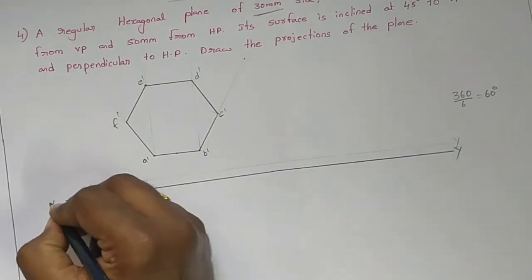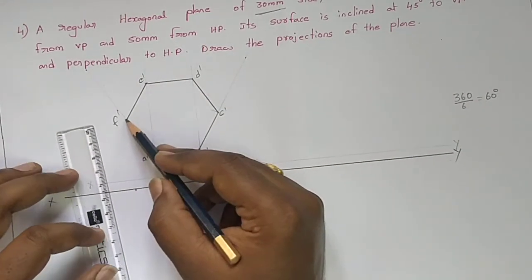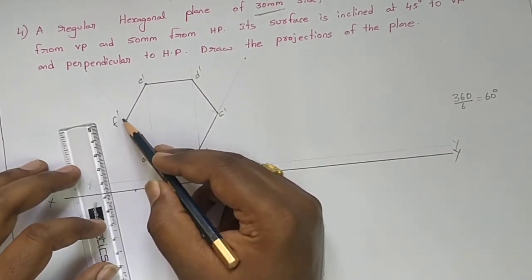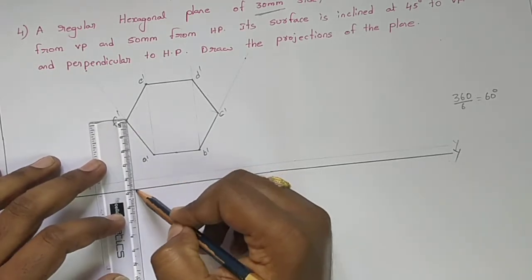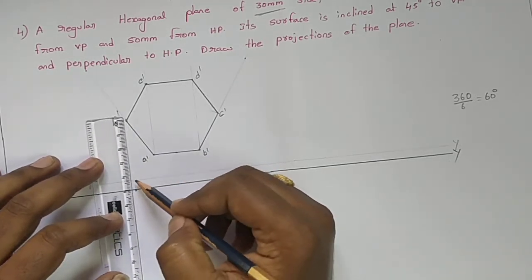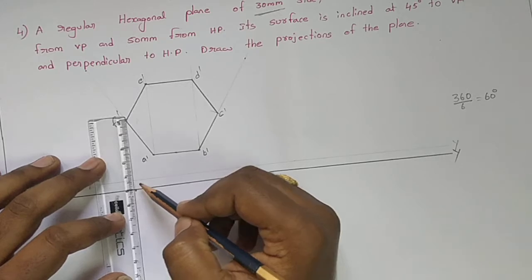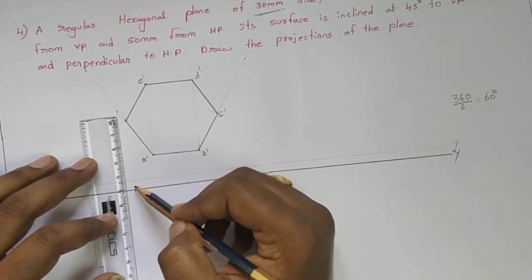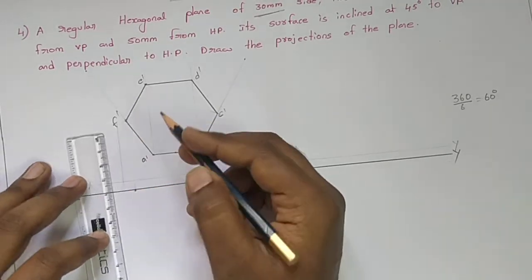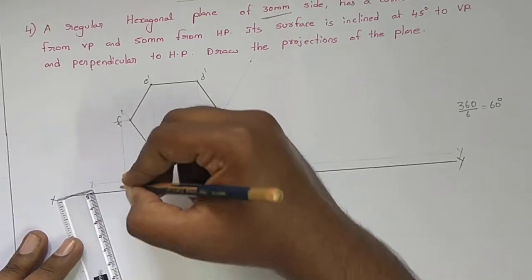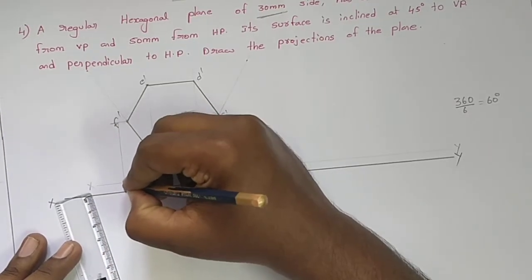It is the XY line. Here I have taken this point as reference. This point is 50 mm from the XY line. This distance is 50 mm. This distance is 50 mm. I need to forget the distance.